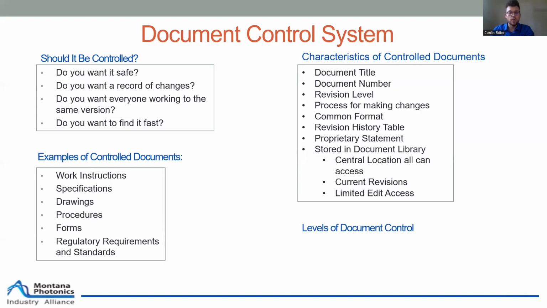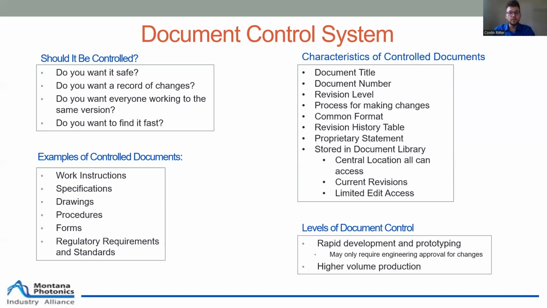It's also important to know that you may have different levels of document control. Typically, during rapid development and prototyping, you don't go through as detailed of an effort in controlling the change. Perhaps even only engineering is required for approval to a change. However, once you get to higher volume production, it's recommended to use these additional steps as we've outlined earlier.